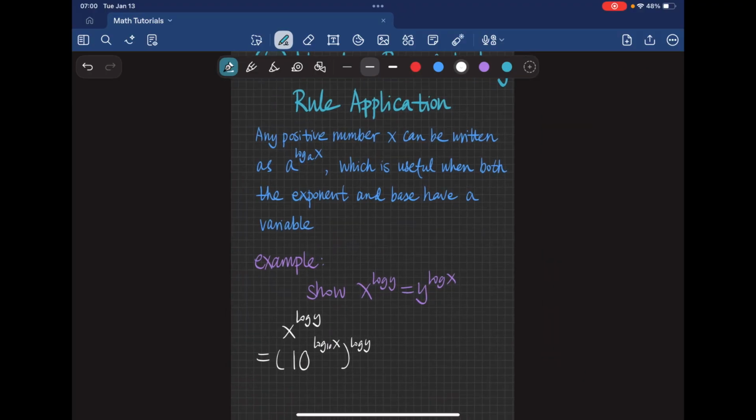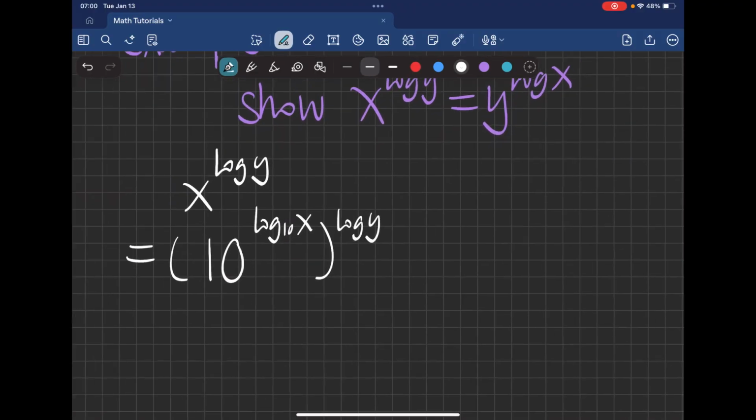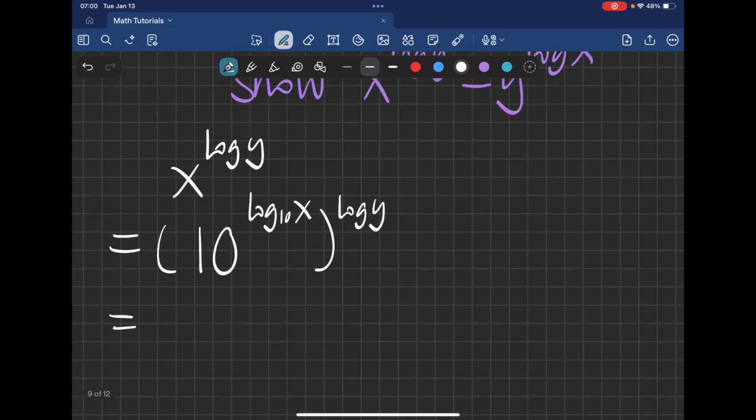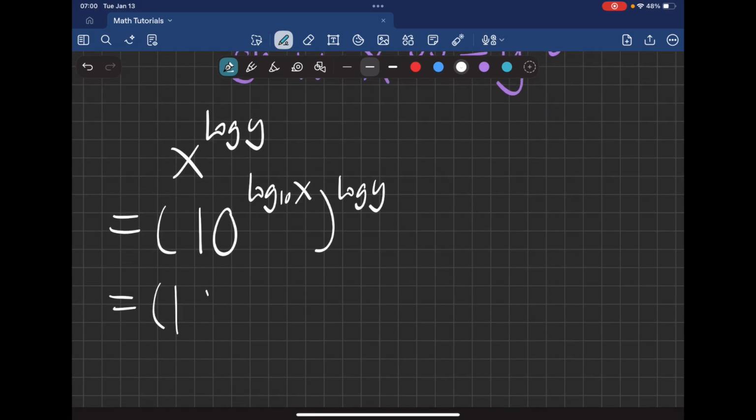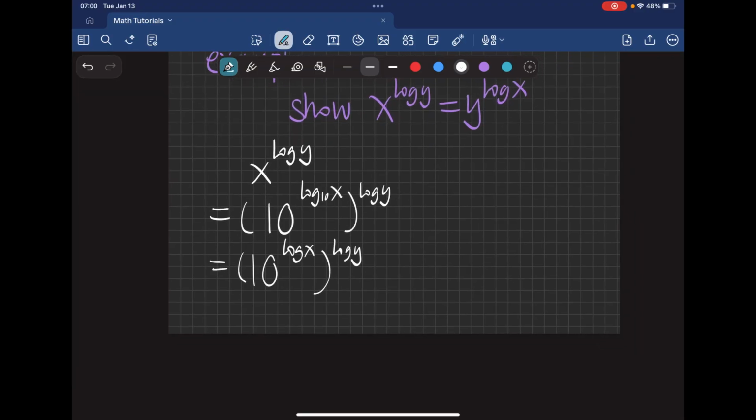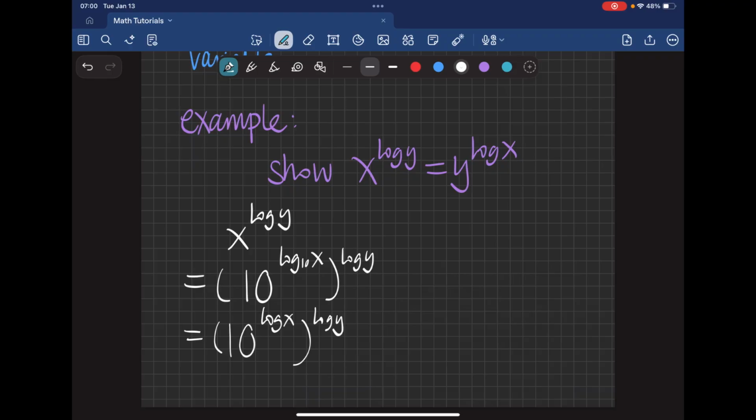According to the formula above, we can do that. Then to make it cleaner, it will just be 10 to the power of log x, and that's log y on the outside. I will continue writing here. So we can flip where log x and log y are. So we can do this: 10 to the power of log y, and then log x goes on the outside.